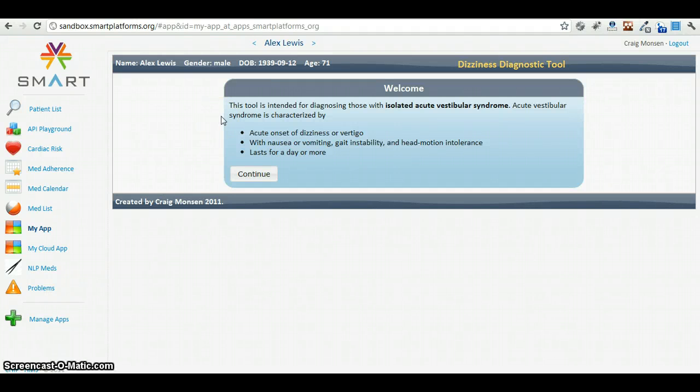The purpose of the Dizziness Diagnostic tool is to provide a point-of-care resource for clinicians diagnosing dizzy patients. Dizziness is the third most common symptom of patients presenting to general medical clinics. Acute vestibular syndrome is one type of dizziness characterized by a sudden onset. It persists for a day or more and is accompanied by nausea or vomiting, poor balance, and intolerance to head motion.